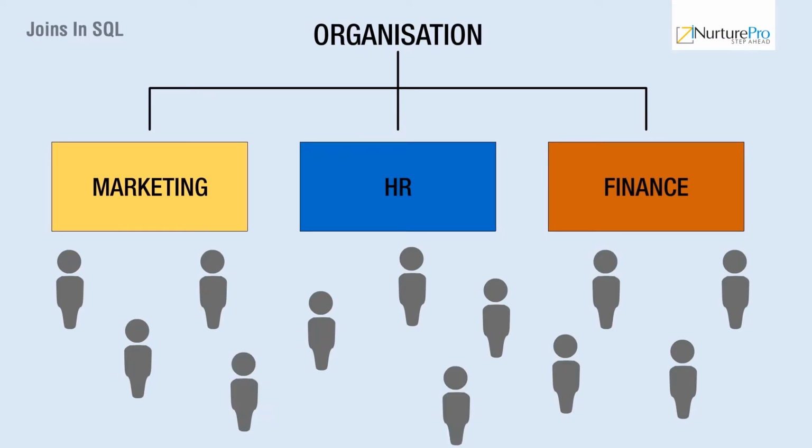There are various departments in an organization in which several employees work. So how can we sort the list of employees belonging to a particular department? In this case, you can use SQL joins to retrieve the required records.